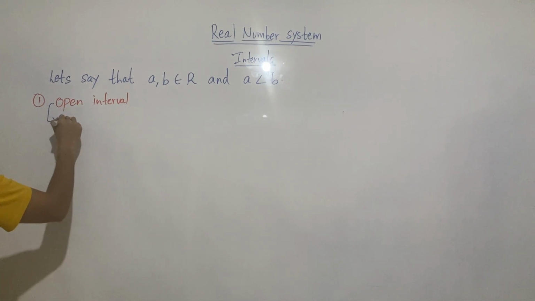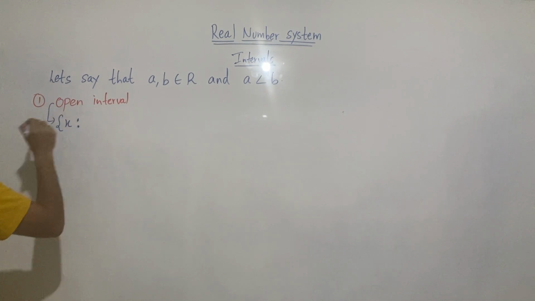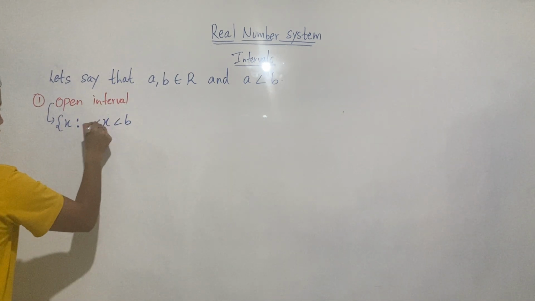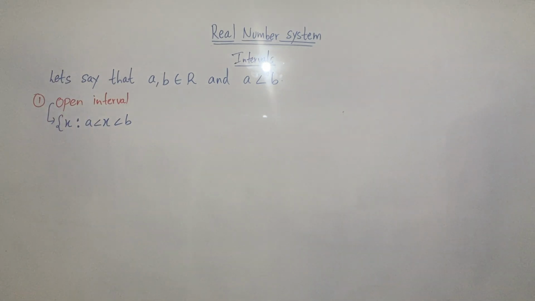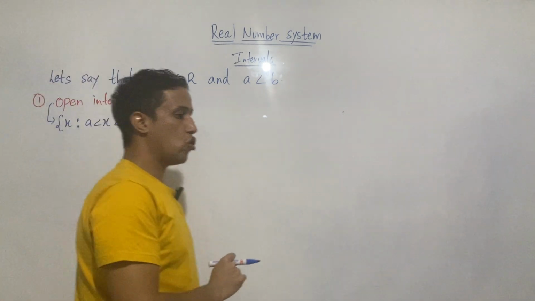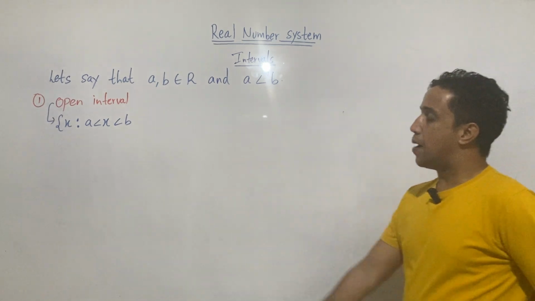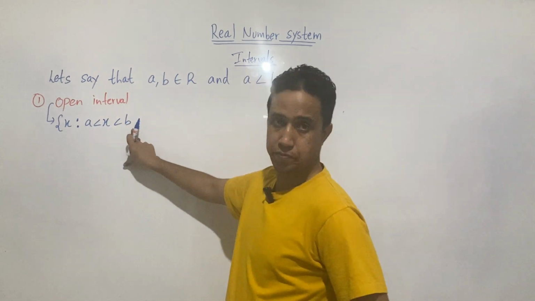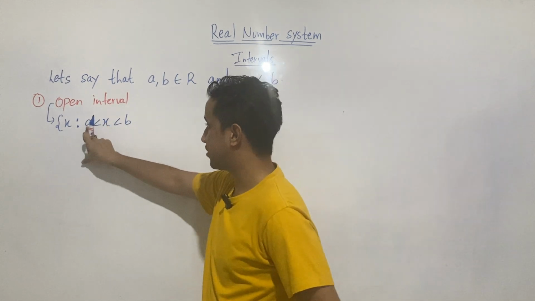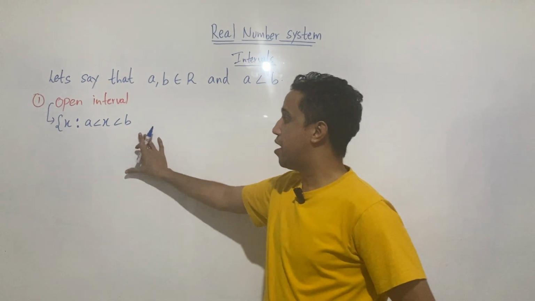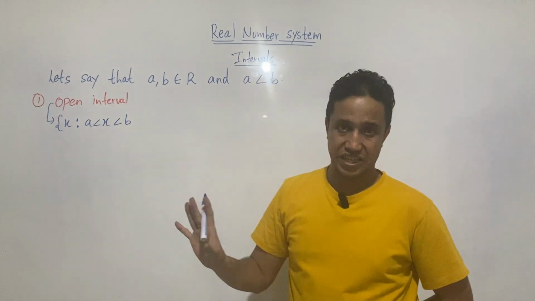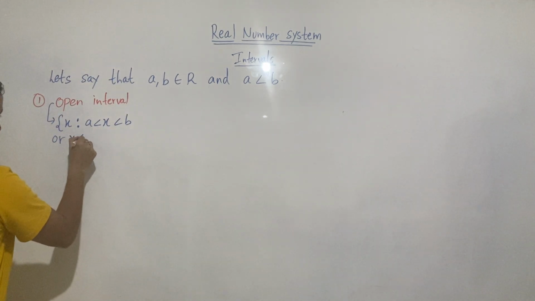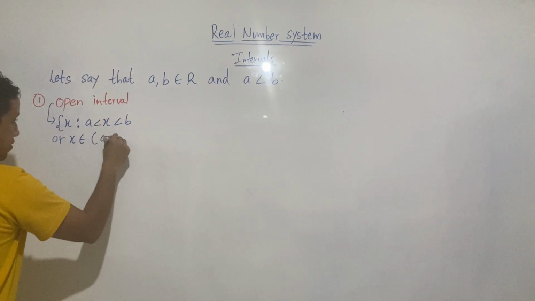by x such that x lies between a and b. Open interval means that my x can take all the values between a and b, but it will never take the value a or b. So a and b are not included. Or the other way to say it is x belongs to (a, b).